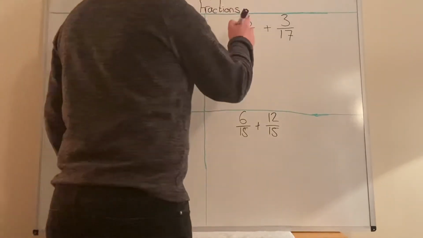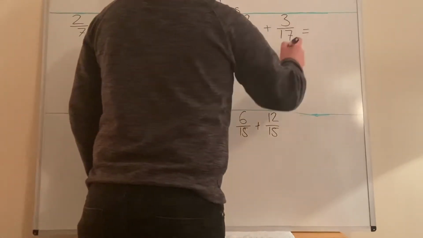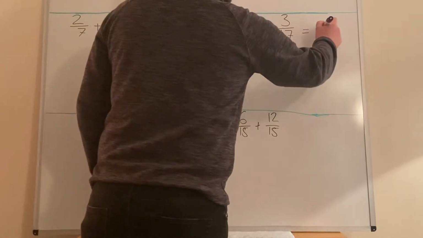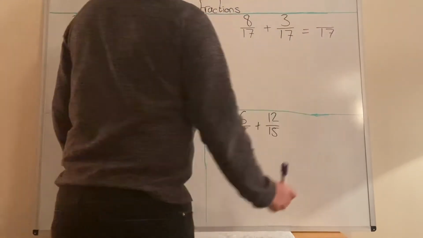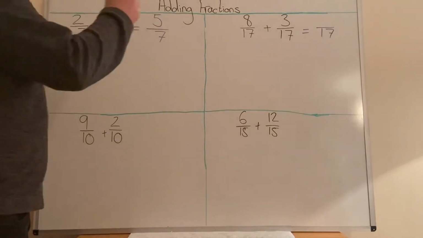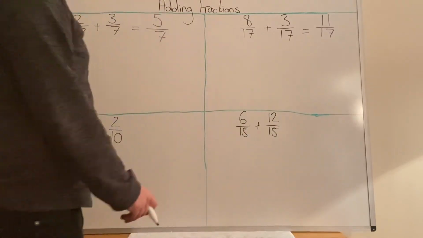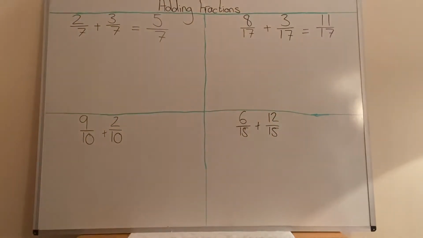Second one then, the denominators are the same. Do we add the denominators? No, we don't. So we end up with 17 as our denominator in our answer. 8 plus 3 then is 11. So it's 11/17. All right. This one's slightly different, and I'll show you why in a minute.